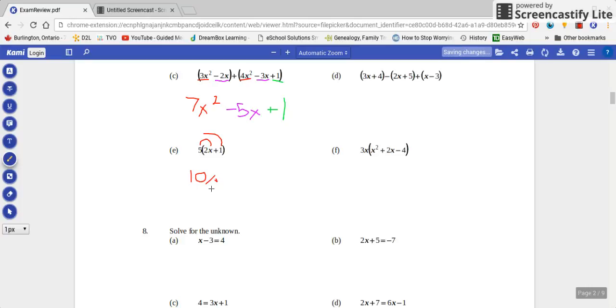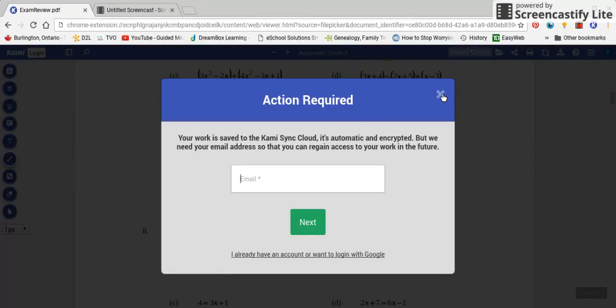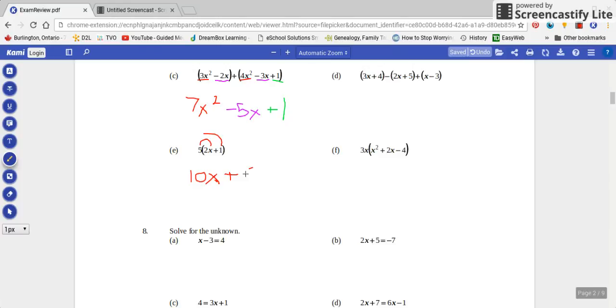Okay, so we got 10x. And 5 times 1, hopefully we all know that, that's 5. So 5, and we add that. So we end up with 10x plus 5. Imagine you had 5 of these things. So you had 5 2x's, that'd be 10x, and 5 1's, that'd be 5.